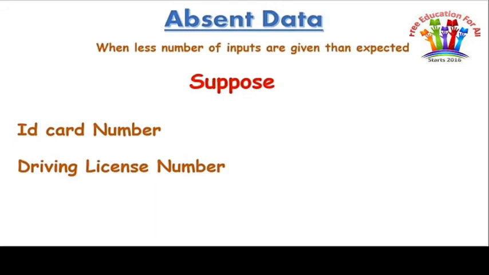So at that time you will select which is compulsory. ID card is compulsory because each person has an identity card number, but few members have a driving license, so the ID card is compulsory. So when they enter the compulsory number, and the driving license number is optional, they can leave it; this is called absent data.